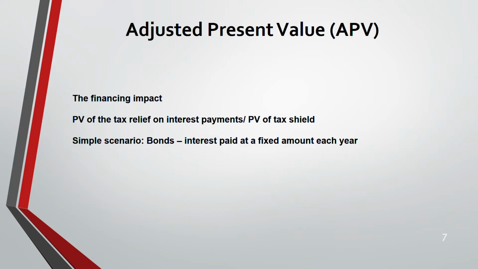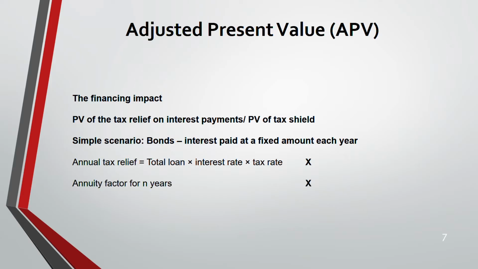First one is known as the simple scenario, where for a bond you have to pay interest at a fixed amount each year. How to do this? The method is, first you find the total loan. Everything is given, just find the figure: amount of loan times your interest rate times the tax rate to find the annual tax relief. Because on the interest that you're going to pay on the loan, you're going to get tax relief.